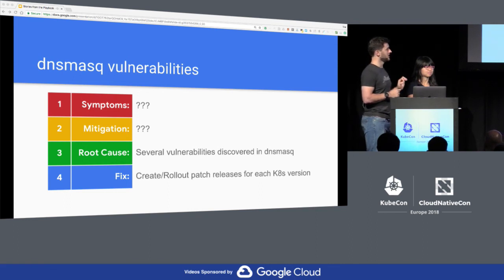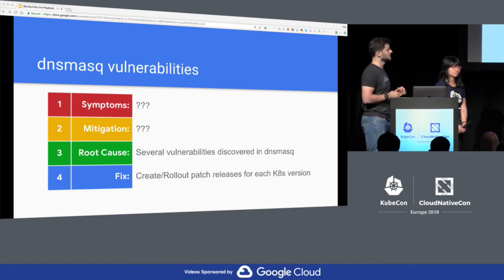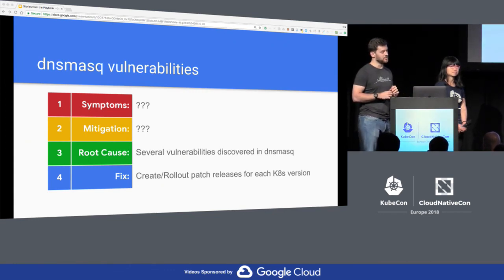The method of creating these patch releases is pretty heavyweight as well. We had to do it for every version that we were managing, and it's a pretty slow process just to change the version, essentially, of one container running across our cluster masters. So we're now currently working on making that easier to change.